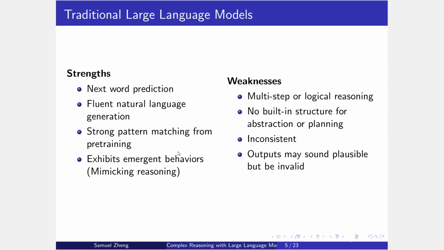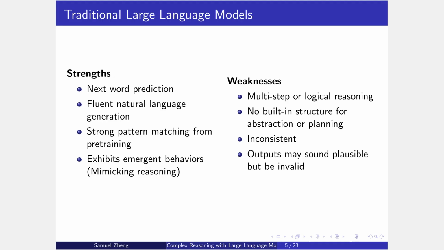Now, let's examine how traditional large language models perform on these tasks. Like any technology, they have both strengths and weaknesses. On the strength side, LLMs excel at next word prediction, which is their fundamental training objective. They generate fluent and natural sounding language and demonstrate strong pattern matching abilities from their extensive pre training. They also exhibit what we call emergent behaviors, including what appears to be reasoning, although this is more like sophisticated mimicking of reasoning patterns they've seen.